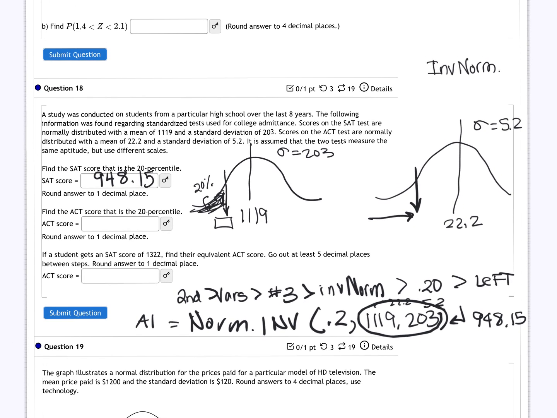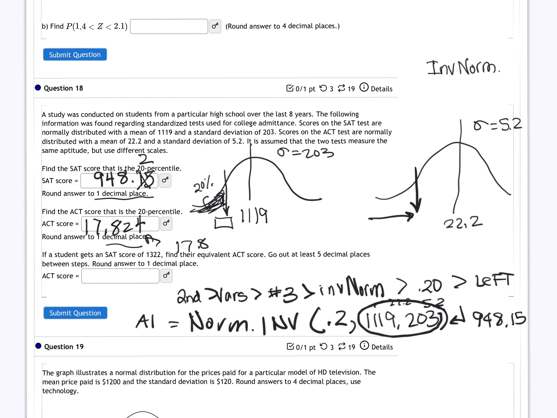On my calculator, again, I would hit second. There's no easier way of doing this than the TI-84. Second, VARS, inverse normal, which is number 3, area 0.2, mean 22.2, standard deviation 5.2, it's a left, and hit enter twice, and this number is going to be 17.8235. And I'm not sure, but I'm guessing that they just say one decimal place, so this would be 17.8.